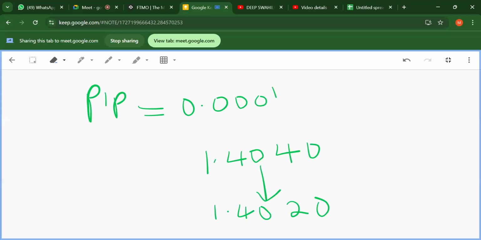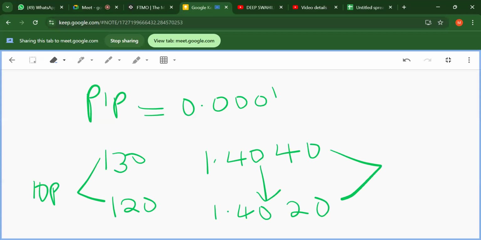When you are asked to calculate the number of pips, it's the same way I just gave you here. Kenya shillings, 130, and it has dropped to 120. When you subtract, definitely you will end up with 10 shillings. And that one in Forex, you see 10. For this case, you subtract. But now, because here you have decimal points, the reading is a bit different.